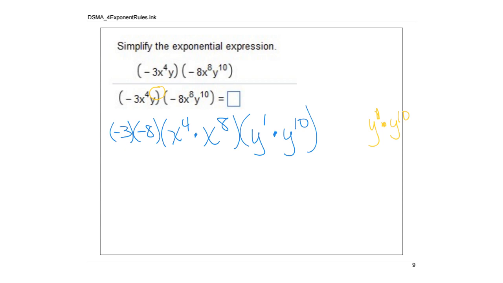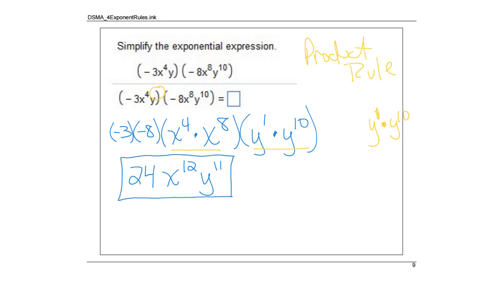-3 times -8 is going to give us a positive 24. Very important. Negative times a negative gives us positive. For x to the 4th times x to the 8th, we're going to use product rule. Product rule tells us that we're going to add the exponents together. So we have x to the 12th power, and then again, we have product rule, y to the 1 times y to the 10th, and that's going to give us y to the 11th power.